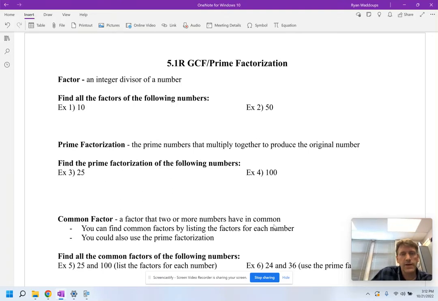Hi, welcome. This is a lesson on greatest common factor, finding greatest common factor, and prime factorization.